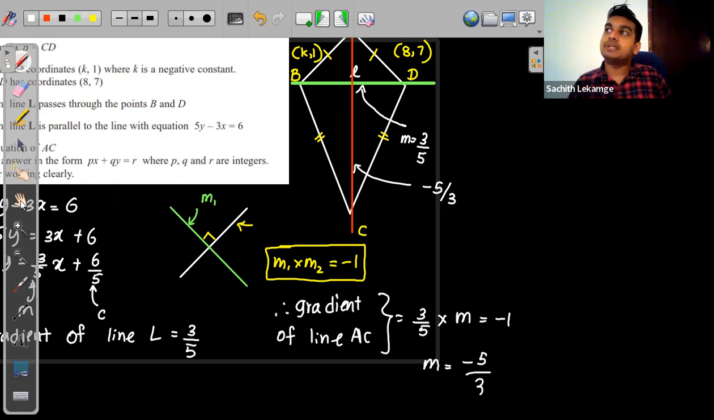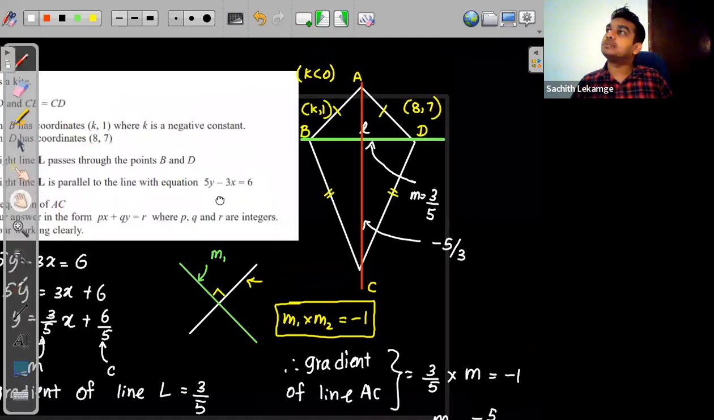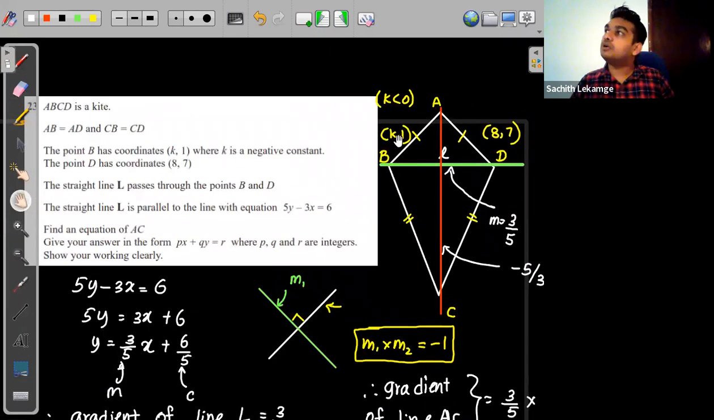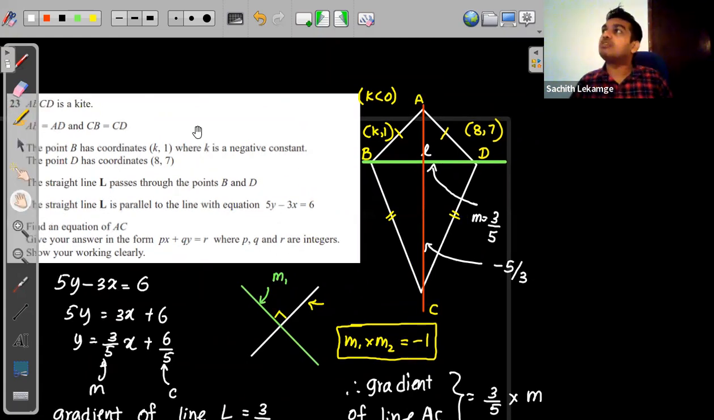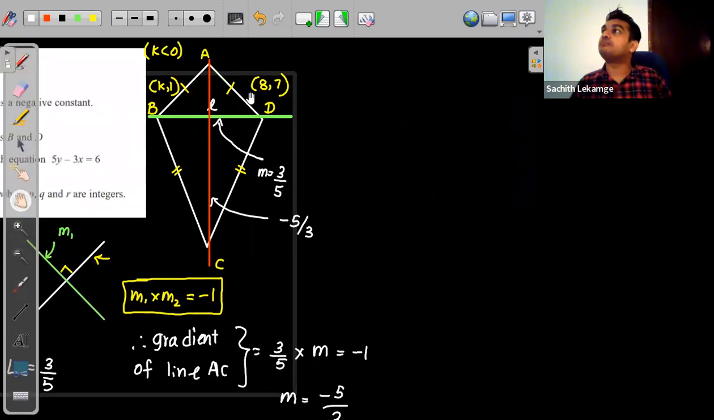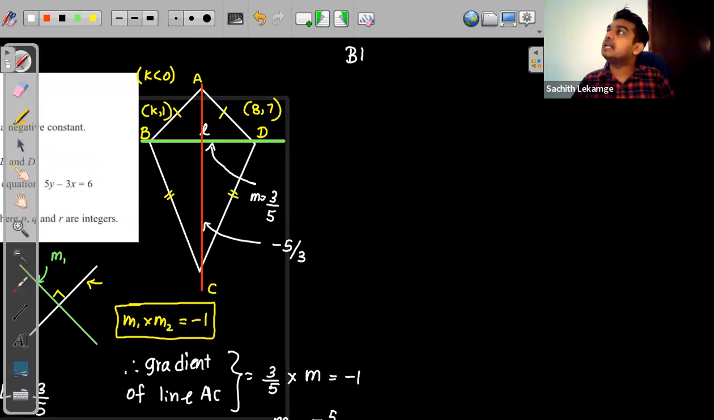Now guys, tell me what else I need. I don't know the value of K. I need to find it or not. I should find the value of K. Can't I find it? I can find it. So now I'm going to find the value of K. I'm using the BD line for that. BD line. I'll underline it.